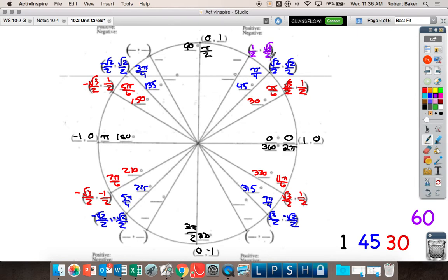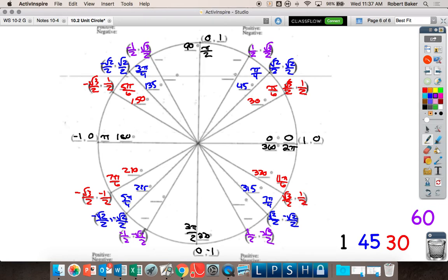And everything else is reflected. So this is still going to be right 1/2 and up the square root of 3 over 2. This will be left 1/2, up the square root of 3 over 2. This will be left 1/2, down the square root of 3 over 2. And this will be right 1/2, down the negative square root of 3 over 2. So this is also a negative.